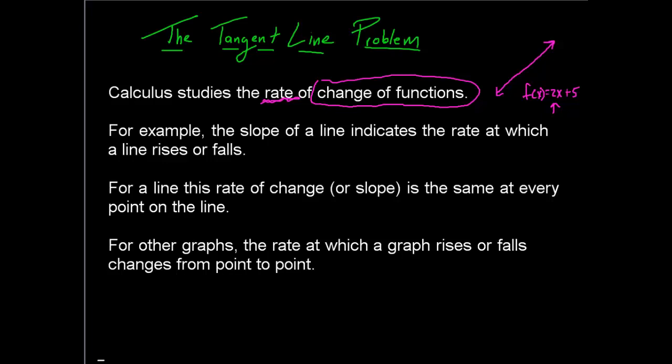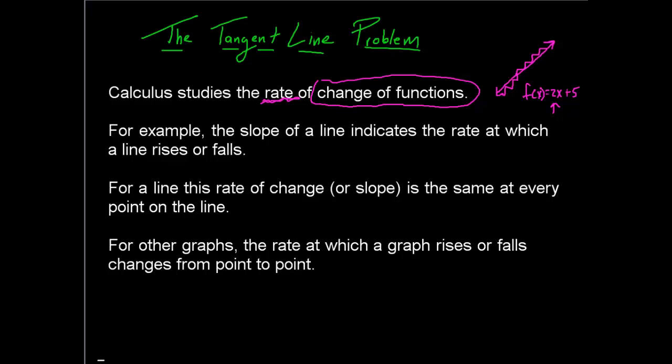And for a line, this rate of change, or its slope, is the same at every single point on the line. So straight lines are kind of boring. They go up 2, right 1, or down 2, left 1, down 2, left 1. So that rate of change is consistent from point to point.